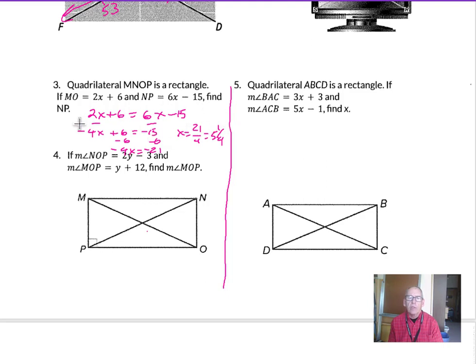That's x. Now, to find the length of NP, NP is 6 times x, take away 15. So if we use x as 21/4, we have 6 times 21/4, which is 5 1/4, minus 15. I can simplify: 2 goes into 4 twice, 2 goes into 6 three times. So basically we have 3 times 21, which is 63, divided by 2, minus 15.